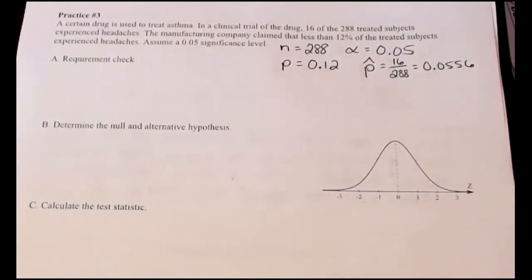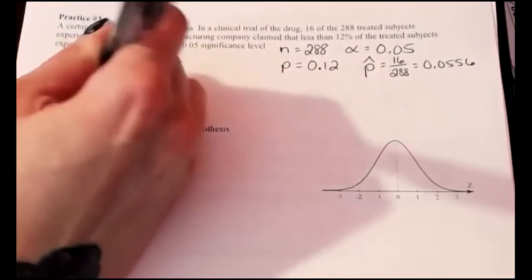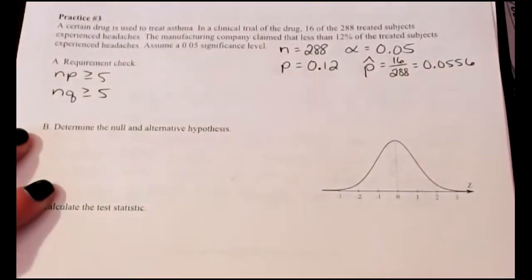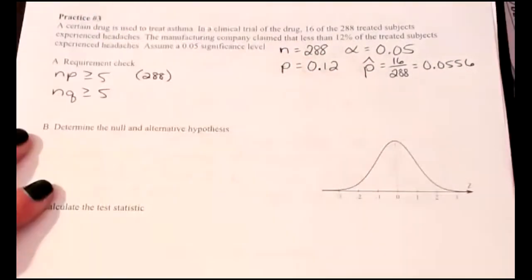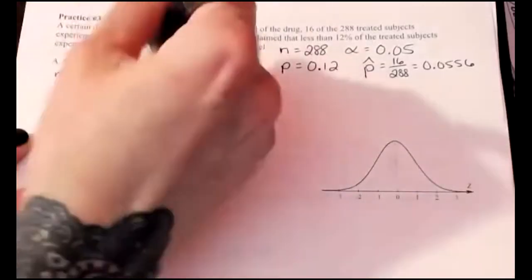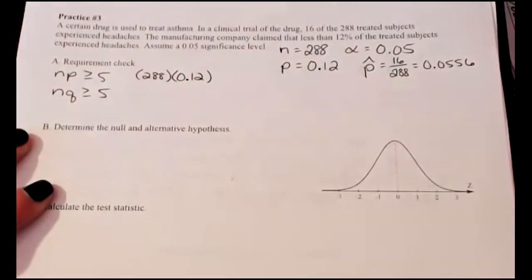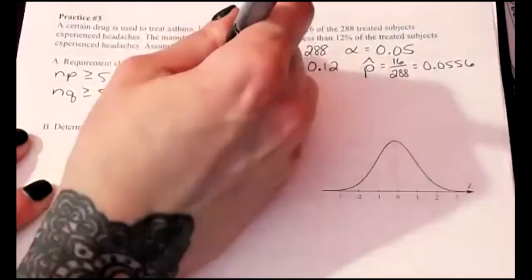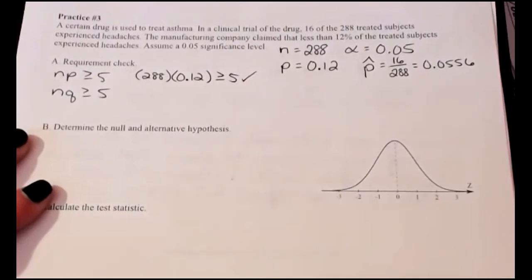So let's start with our requirement check. I want to show that n times p is greater than or equal to 5 and that n times q is greater than or equal to 5. We know that n is 288. P is 0.12. If you were to multiply those two things together, for a fact, it's going to be greater than or equal to 5. That's without question.